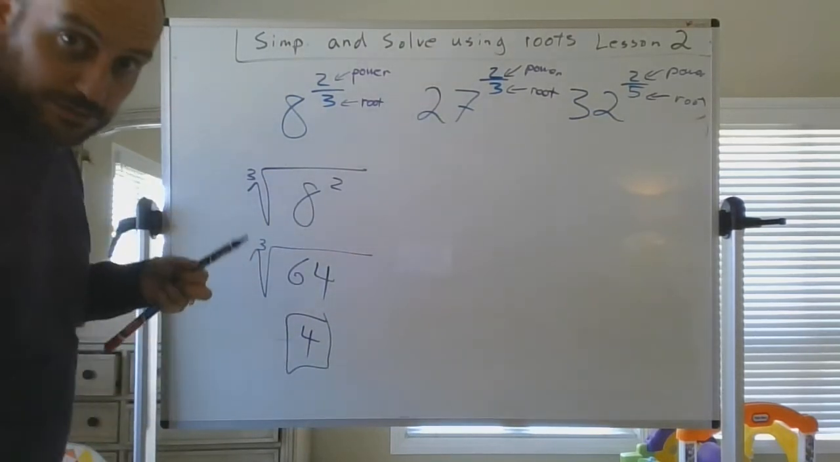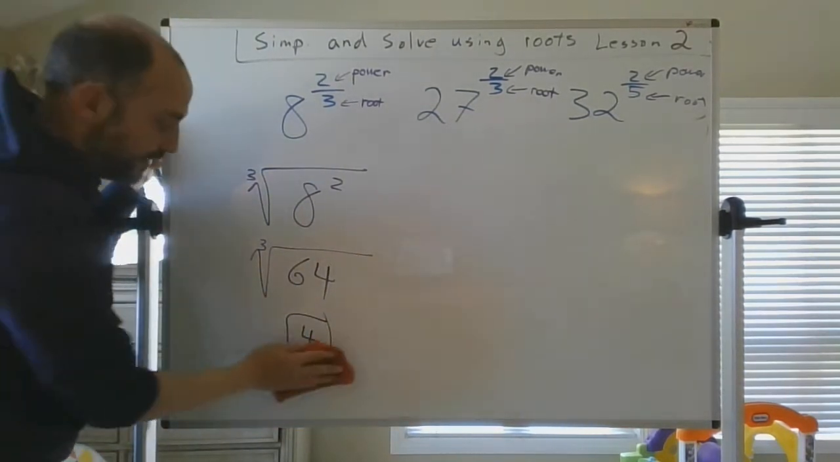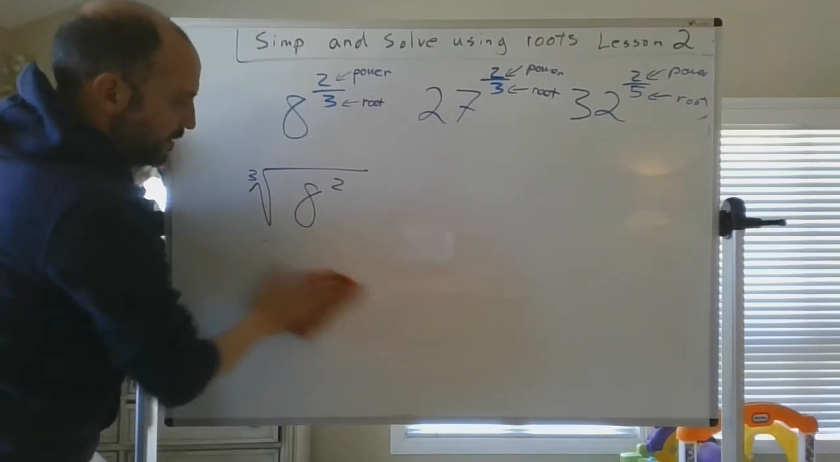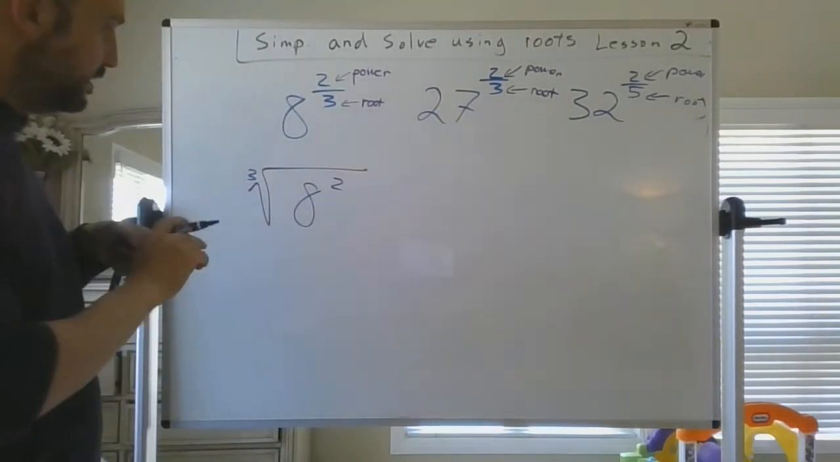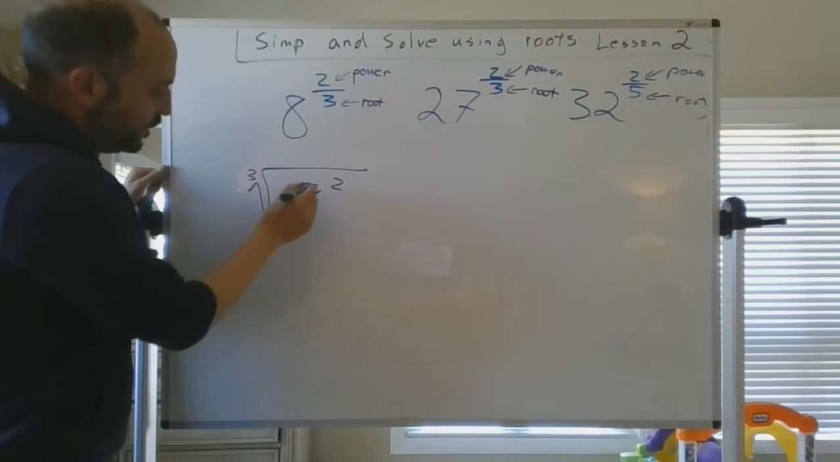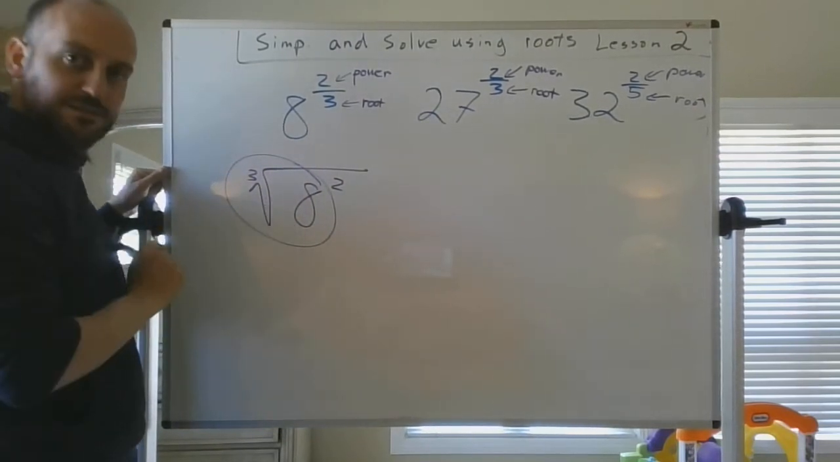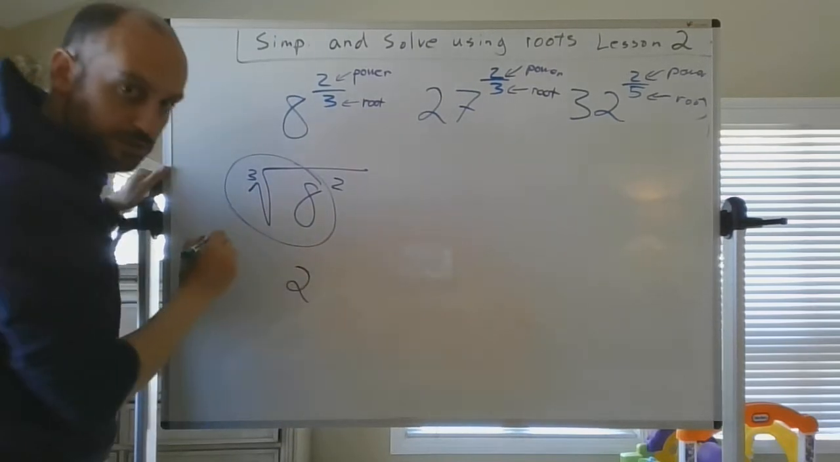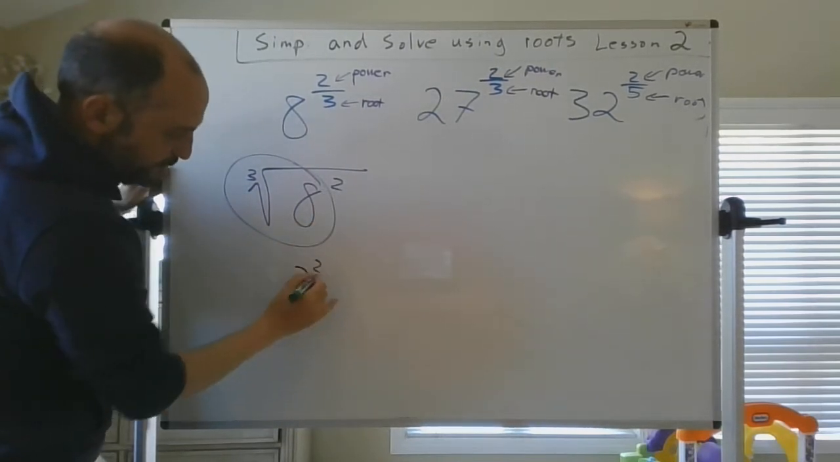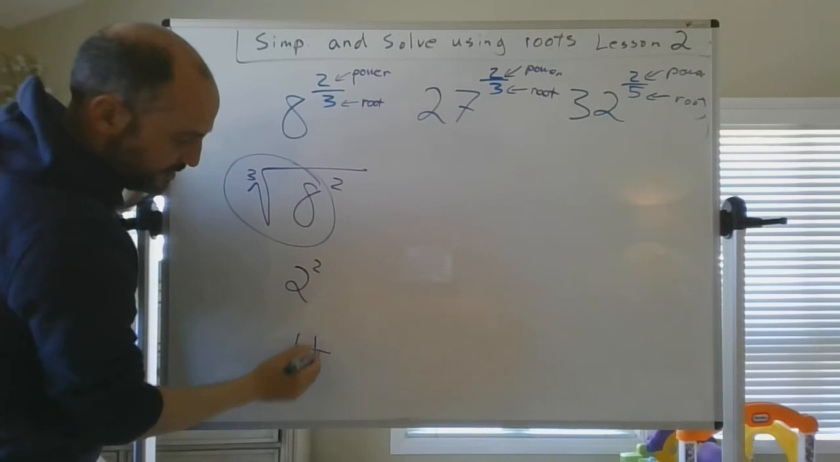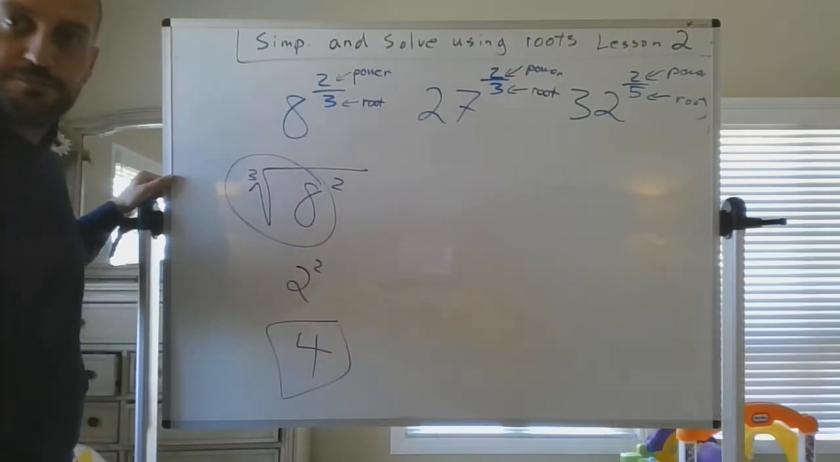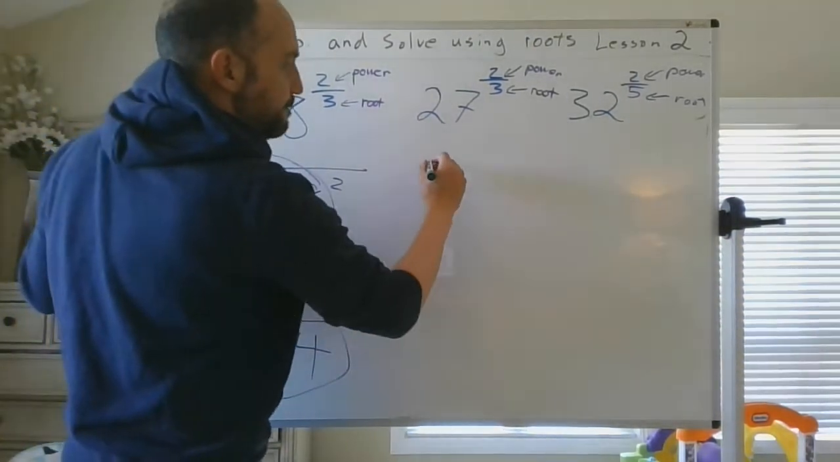I said there's another way to do it. There is. We'll get 4 again, I promise you. Another way to do it, don't do the squared first. Do this cube root first. Let's try that. What's the cube root of 8? That's going to be 2. But now we're going to do the power of 2. And 2 to the power of 2 is 4. Same answer.